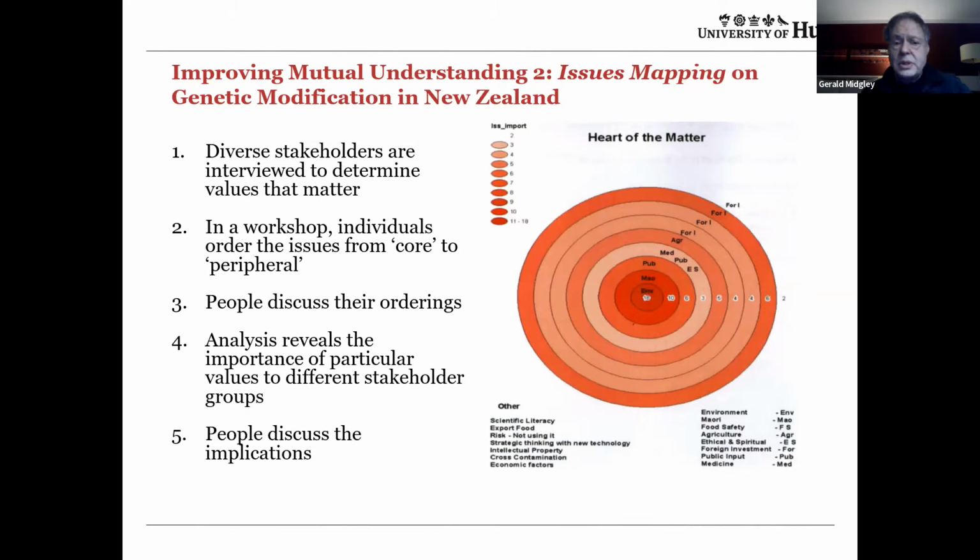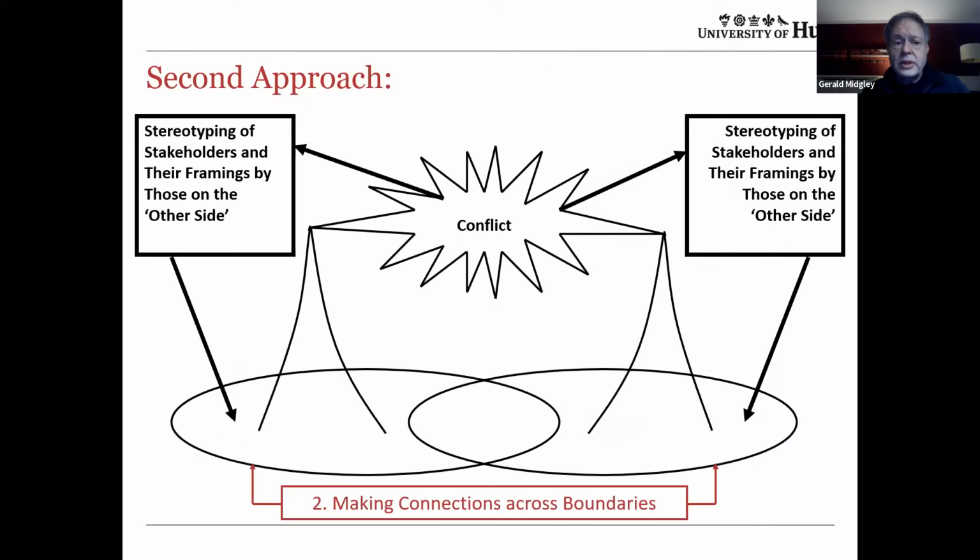Now, one of the things that emerged from this is policy options that both sides could live with, like continuing with genetic experimentation, but in the lab, so it wouldn't escape. So there was enough commonality for real policy options to emerge. So I'm going to go on now to the second approach, and that's making connections across boundaries.